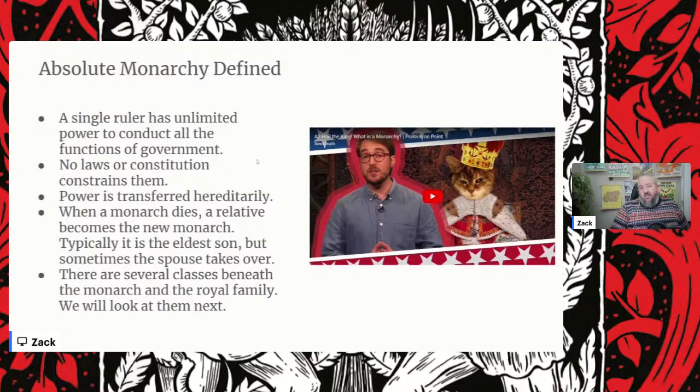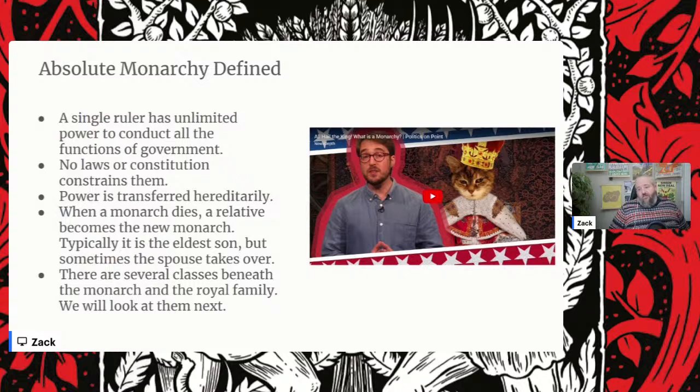So let's do some defining of absolute monarchy. A single ruler has unlimited power to conduct all of the functions of government. No laws or constitution constrain them. Power is transferred hereditarily, from the father or the mother to usually their offspring. There could be a complicated series of heredity, but it's usually the closest family member who gets the power next. So when the monarch dies, a relative becomes the new monarch.